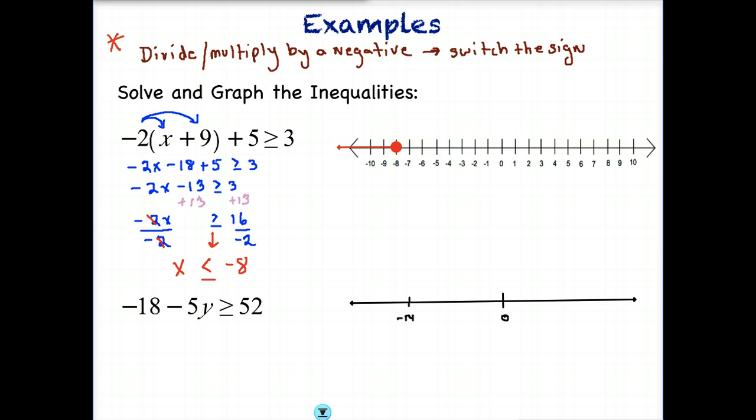Okay, and in our second example, let's go ahead and solve this one. So what I would need to do is add 18 to both sides.